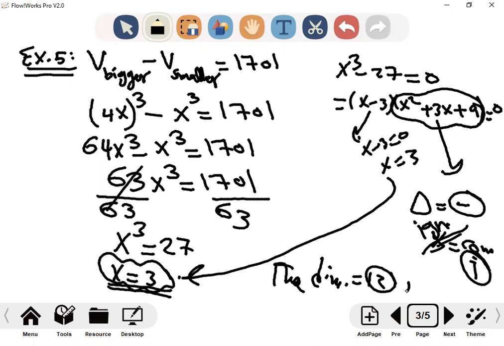And even in the book, look what they wrote, guys. x equals 3 or x equals minus 3 plus or minus 3i square root of 3 over 2, right? Since 3 is the only real solution, the lengths of the cubes are 3 centimeters and 12 centimeters. They didn't use the complex solutions because they are not real numbers, okay?